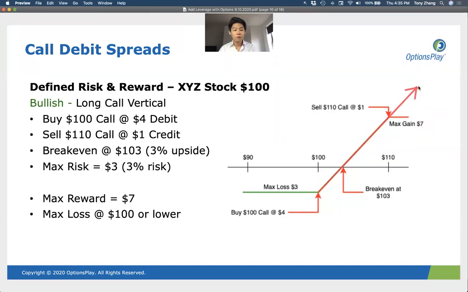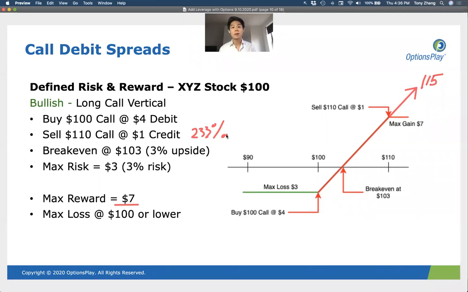What if it goes to 115? Right? What if it exceeds my targets and goes all the way up to 115? Your max reward here is going to be capped at 7, meaning no matter what happens, even if the stock goes to 120, 130, 140, the most you can make is that 233% return on this trade. So if you really hit it out of the park here as far as this particular stock analysis goes, you will cap your gains here at that 233% return.